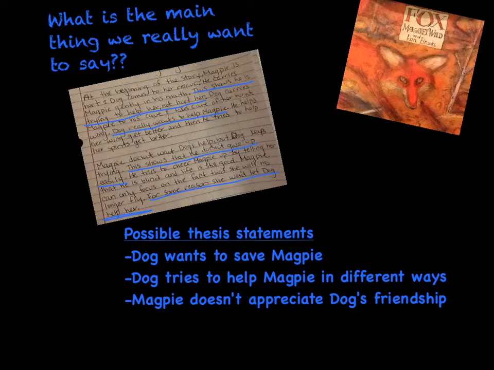But I think this can really relate to another thought we did have with him wanting to save Magpie. He's really caring towards Magpie, or he is a caring kind of dog. I think we could use that thought. So maybe let's go ahead and revise this thesis. Instead of saying Dog wants to save Magpie, we could say Dog is a good friend to Magpie. That one might be able to span across the whole story.